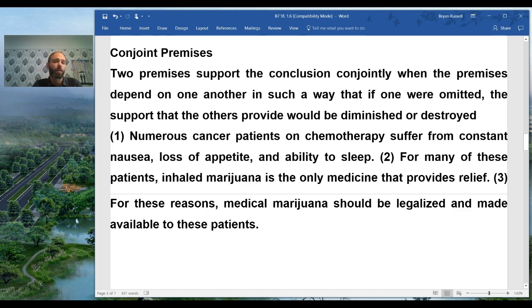So let's look at an example here. Numerous cancer patients on chemotherapy suffer from constant nausea, loss of appetite, and inability to sleep. For many of these patients, inhaled marijuana is the only medicine that provides relief. For these reasons, medical marijuana should be legalized and made available to these patients.